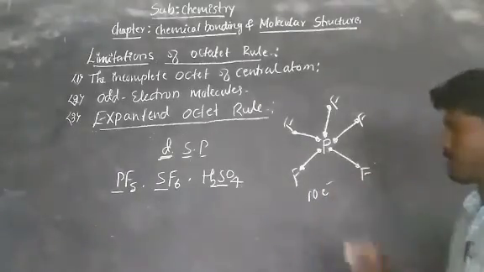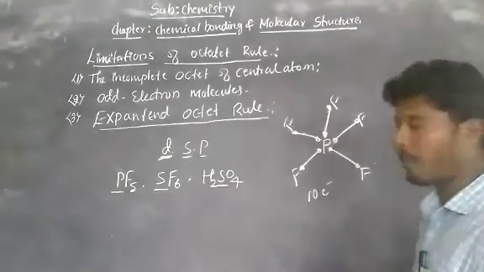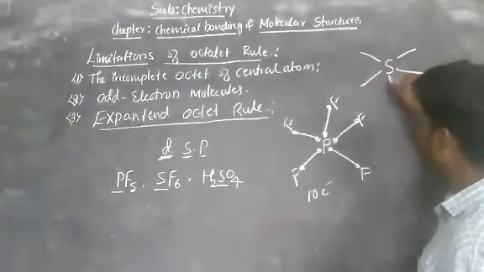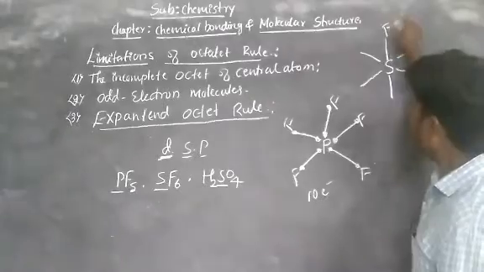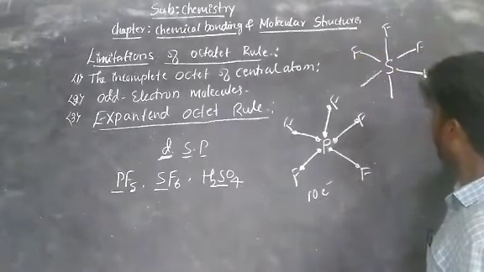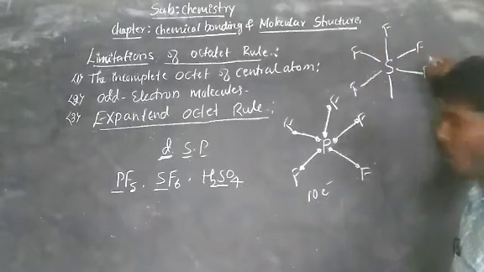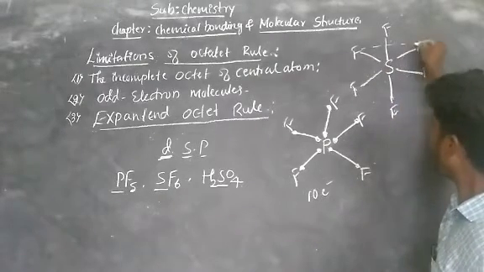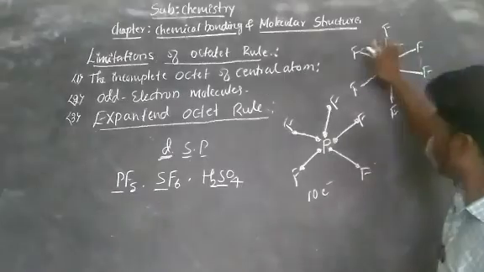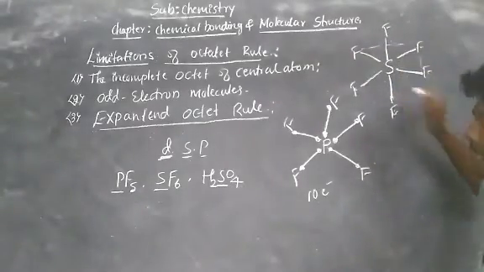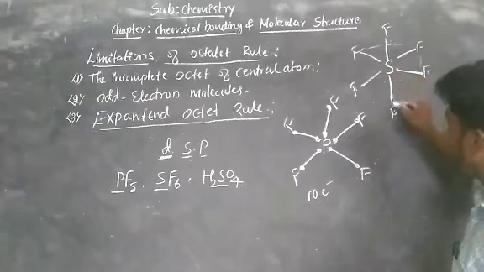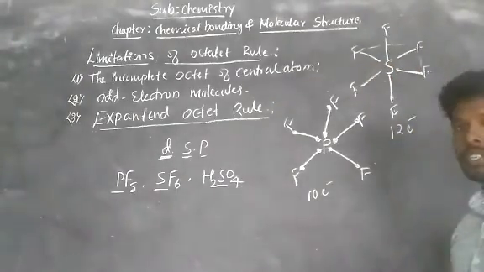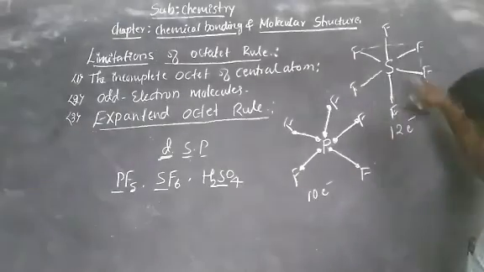There are 10 electrons. Now take sulphur hexafluoride. This is the structure of sulphur hexafluoride. 4 fluorine atoms are in equatorial positions, and these 2 fluorine atoms are in axial positions. So see here, this is the structure of sulphur hexafluoride. Now around sulphur there are 6 bonds. 6 bonds means 12 electrons. Each bond is formed by sharing 2 electrons, right? So there are 12 electrons.